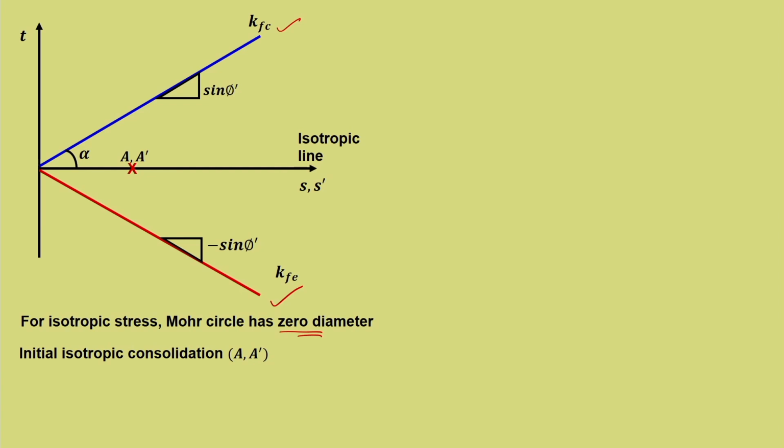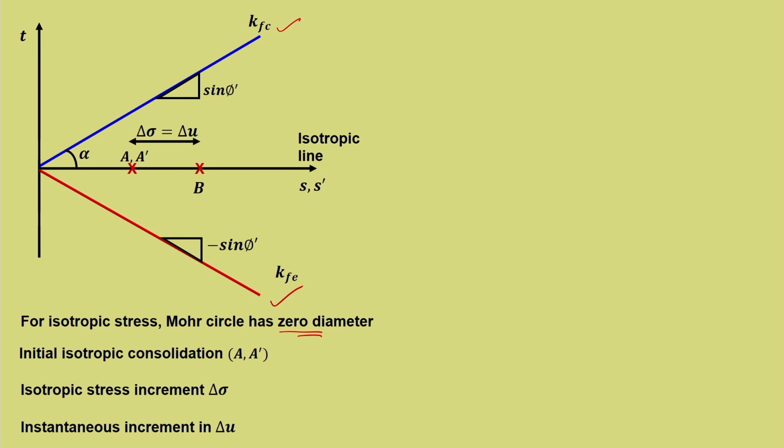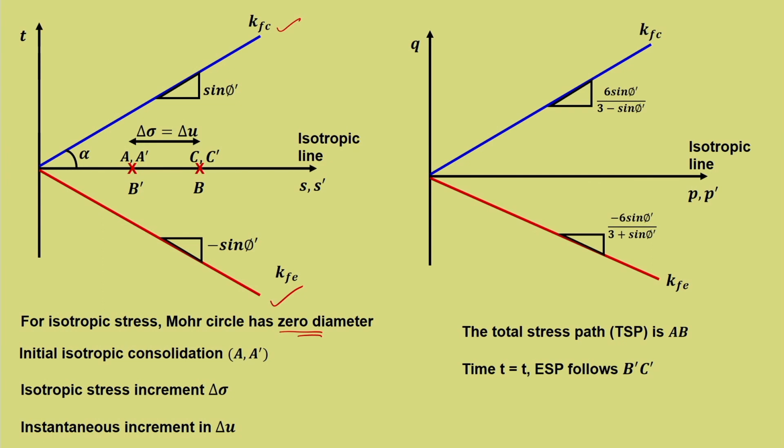Initial isotropic consolidation is A dash. Isotropic stress increment of delta sigma, same case, instantaneous increment in delta U. So, that is what is given, B dash, and then the total stress path is A B. At time t equal to t, the ESP follows B dash C dash as is given. The same thing is marked on QPP dash: A dash, B dash, C dash. So, that is all with respect to isotropic consolidation, a very simple case to understand.